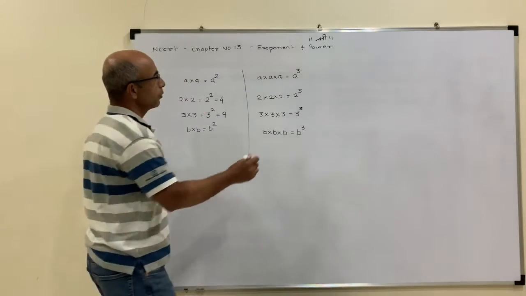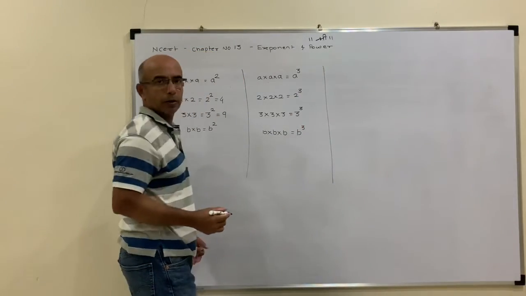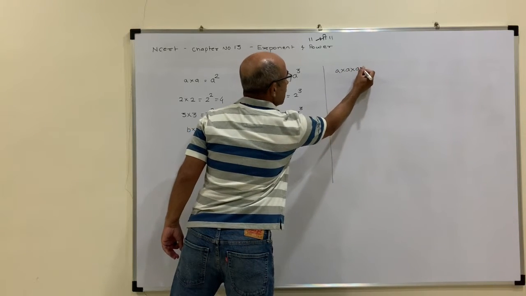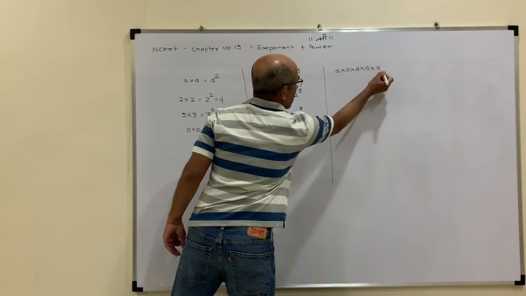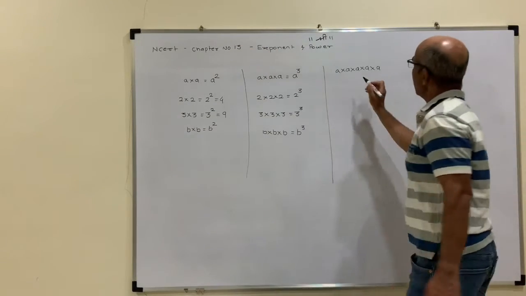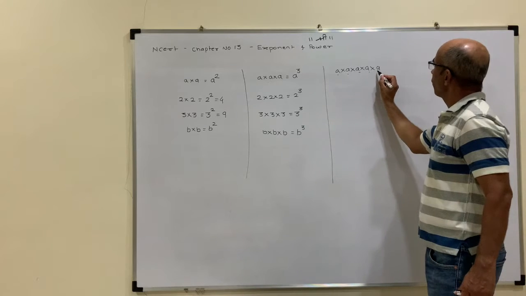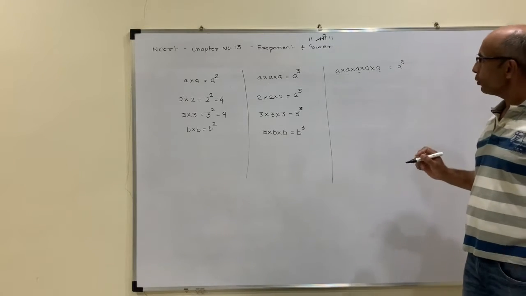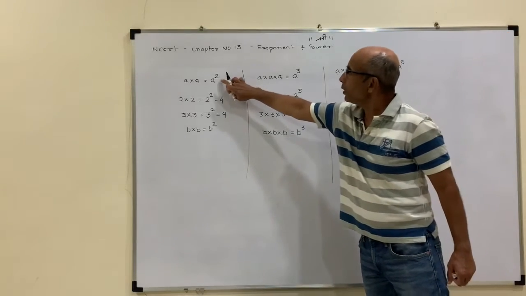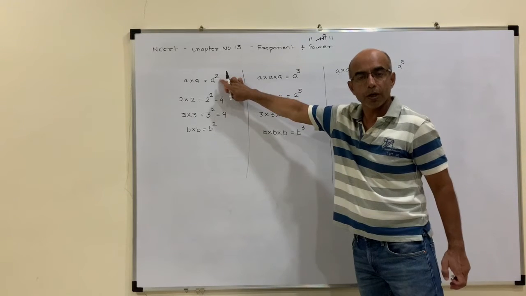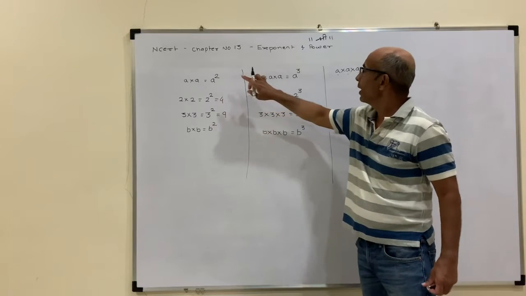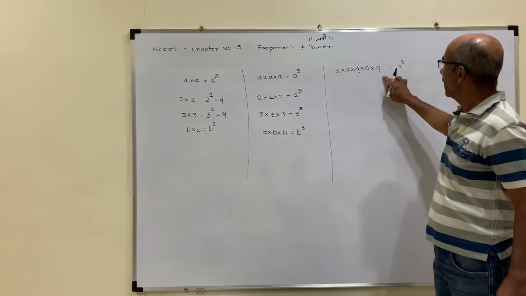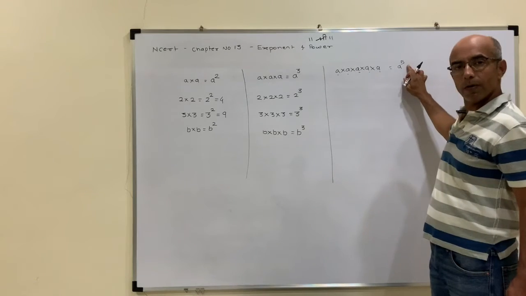Now let's take it to a higher order. When I say a into a into a into a into a, I am multiplying a by itself 1, 2, 3, 4, 5 times. I say a raised to the power 5. We need to keep in mind, only when the power is 2 do we call it a square, and when the power is 3 we call it a cube, but the rest of the times we call it a raised to the power 5.